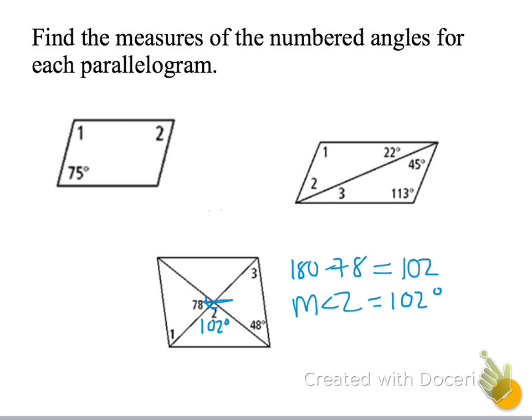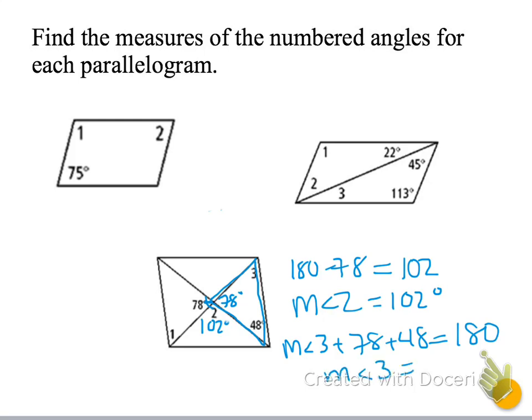These are vertical angles, so I automatically know what's across from it. It should also be 78. And now I have a triangle, so I can figure out the measure of angle 3. So I'm going to do the measure of angle 3 plus 78 plus 48, and all triangles should equal 180 degrees. So I'm going to take 180 minus 78 minus that 48. So the measure of angle 3 is now 54 degrees.